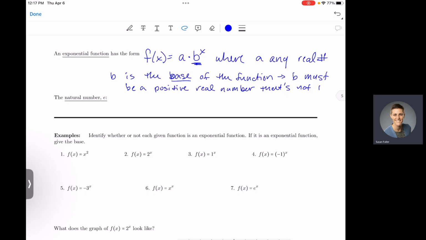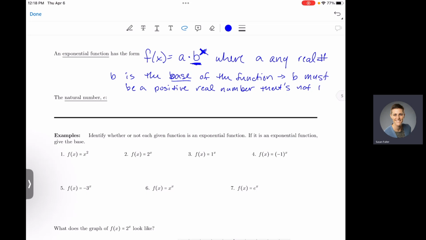The base also can't be negative because if your base is negative, when you raise it to different powers, sometimes you get positive numbers, sometimes you get negative numbers, and that makes your graph do funny things. And again, it doesn't act the way exponential functions act. And so b has to be positive, can't be 1.